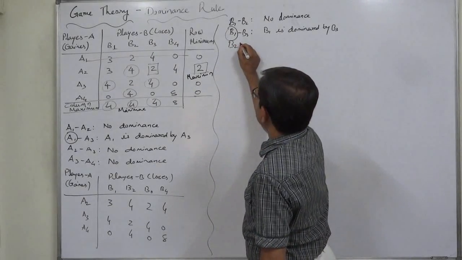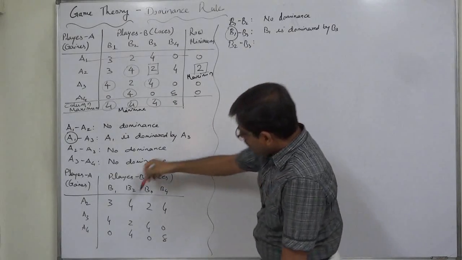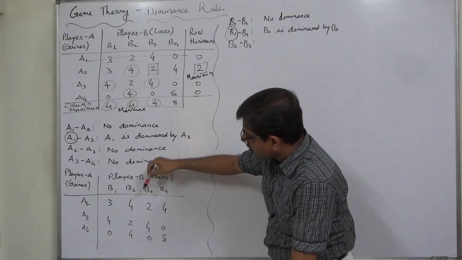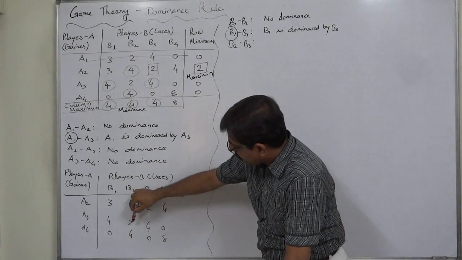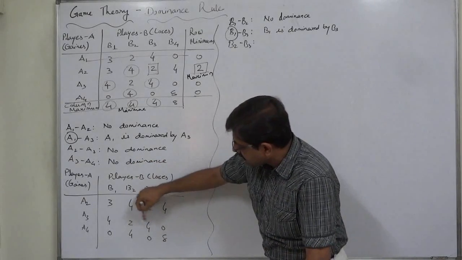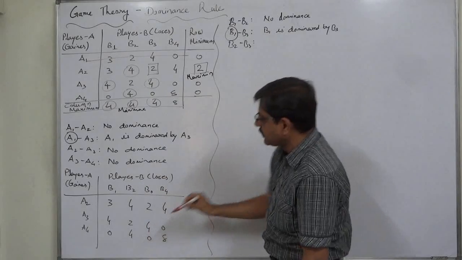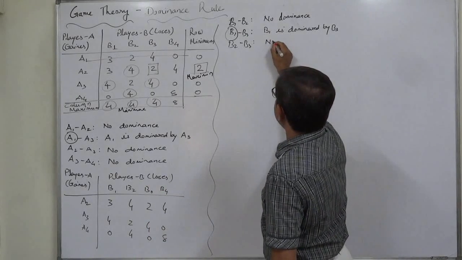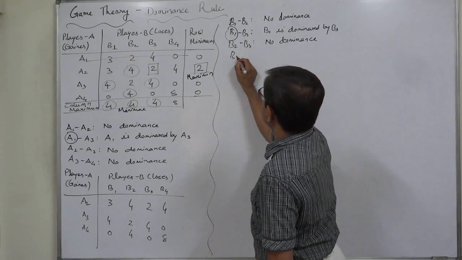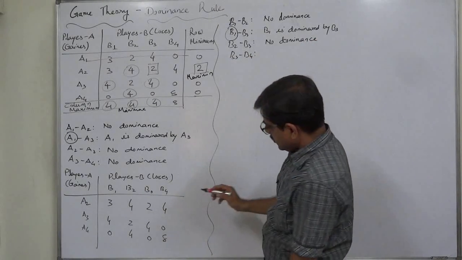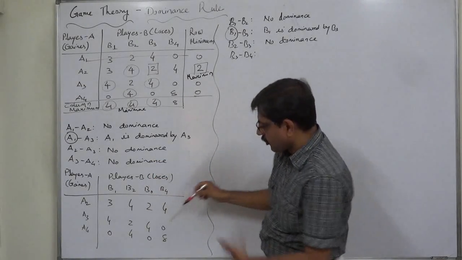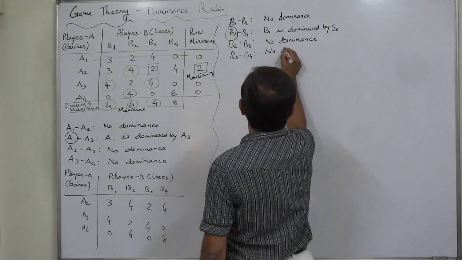Let's compare B2 and B3. B2 lost 4, B3 lost 2. Lower loss in case of B3, so in this case B3 dominates. But in this case, loss 2 is with B2 and 4 is with B3, so B2 dominates. No continuous dominance of any one strategy, so no dominance. And the last comparison, B3 and B4. 2, 4, B3 dominates. 4, 0, B4 dominates. So no dominance.